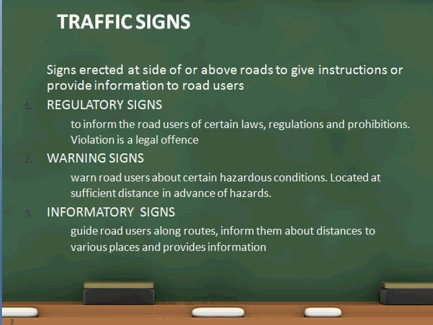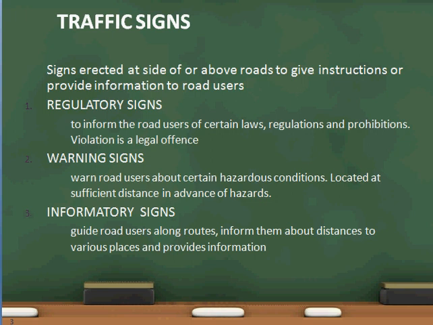So traffic signs are the signs that are erected at the side of or above the roads to give instructions or to provide information to the road user. There are specifications for different types of signs, and these will always be backed by law in order to make them more useful and effective. Traffic signs are broadly classified into three categories: regulatory signs, warning signs, and informatory signs.